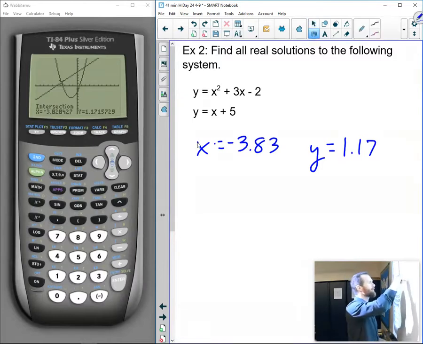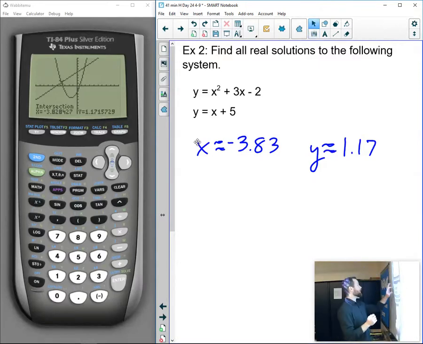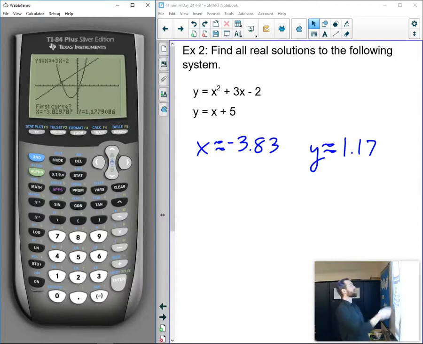I guess technically those should be approximates because I rounded. That's something I almost always forget to do. Okay, now let's find the other one. Second, calculate 5 for intersect.